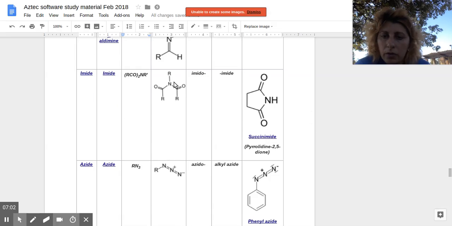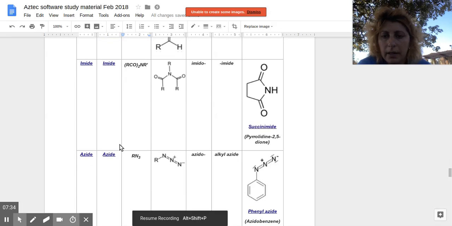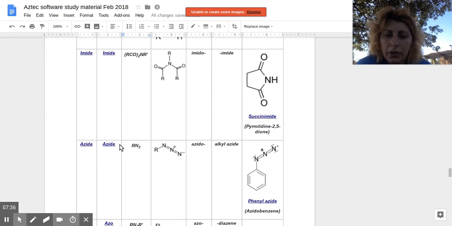Imide, nitrogen in the middle, and two C double O groups on either side. So like carboxyl, which R is also bound to the carbons, the carboxyl, and an R group off the central nitrogen. So that's an imide.